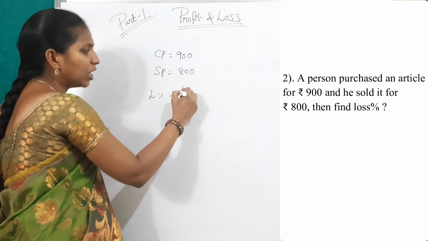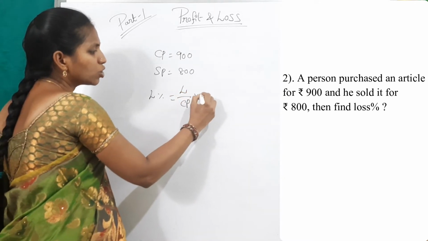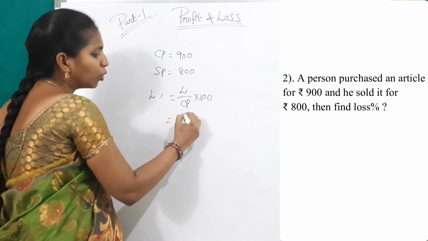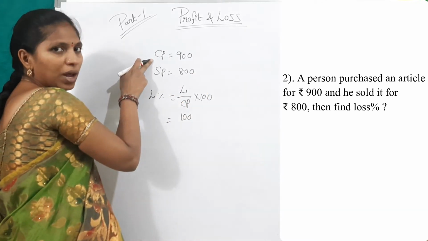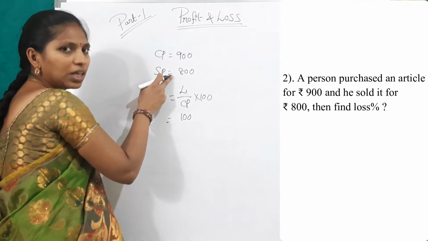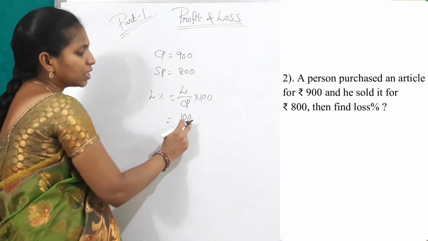Loss percentage equal to loss by cost price into 100. What is the loss here? 100 rupees, because cost price is greater than selling price. What is the difference between these two? 100 rupees. That is loss.